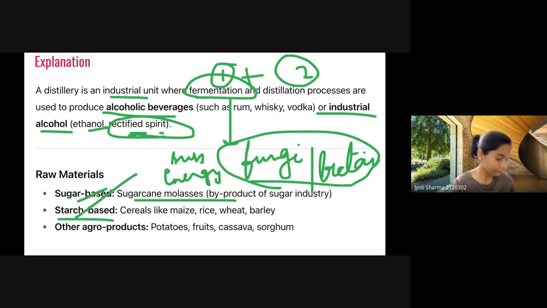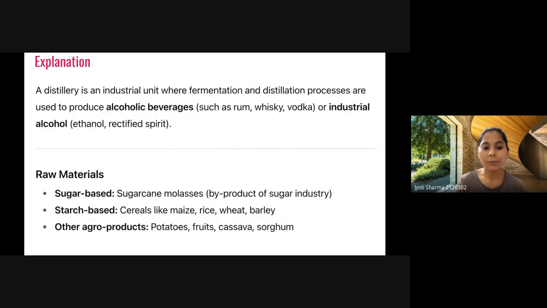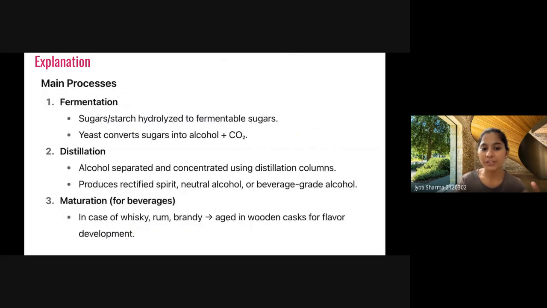So that's how raw material will be either sugar based or starch based or other agro products, for example potato, fruits, cassava and sorghum and all. Okay, so we will have raw material either based on sugar or starch or some other agro products. So based on that we will have some fermentation.